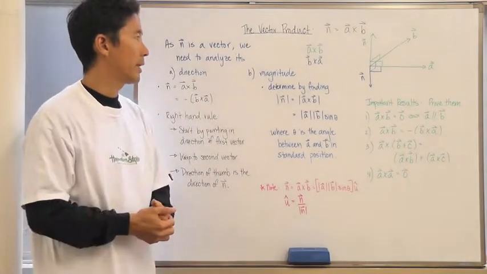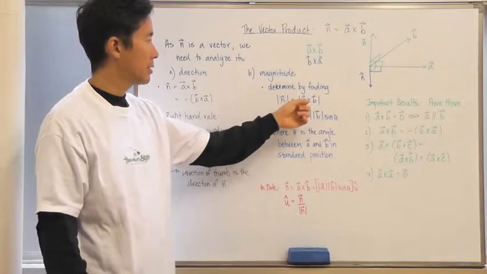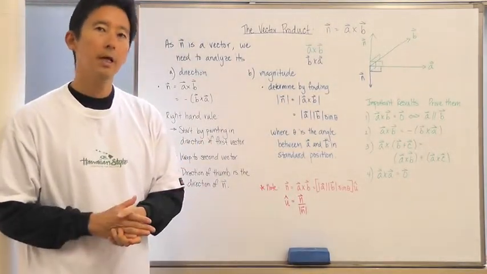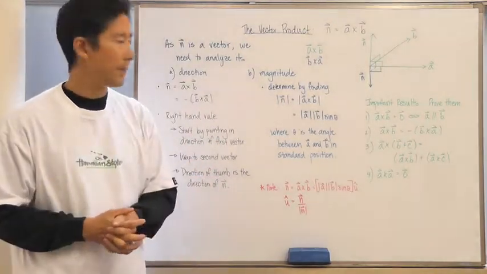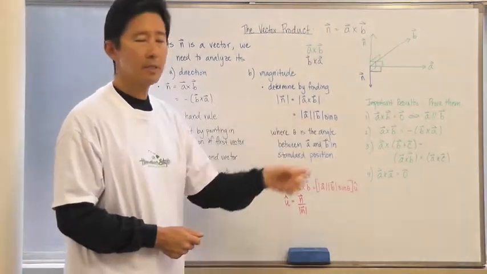Now, how do we go about finding the magnitude of the normal vector? Of course, what we could do is always go ahead and find the actual normal vector itself, and then just find the magnitude of the vector algebraically.